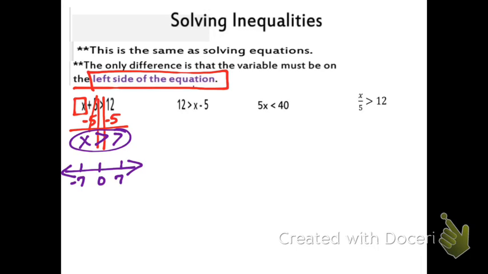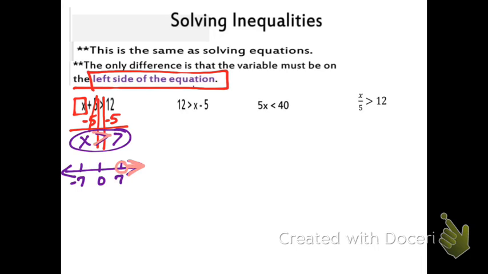So let me change colors here. Okay, so we have x is greater than 7. So we put a circle. Is it an open circle or a closed circle? Open, right? Because there's no equal sign. And then we're going to shade to the right. Because it's pointing to the right, we're shading to the right. Okay? So open circle, shaded to the right. We're finished. That's all there is.